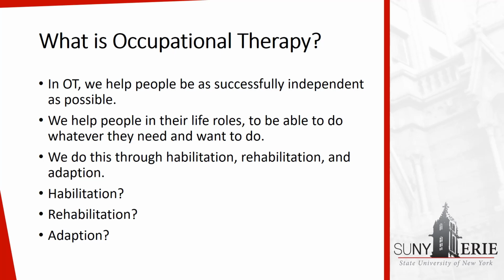In occupational therapy, we help people be as successfully independent as possible. We help people in their life roles to be able to do whatever they need and want to do. We do this through habilitation, rehabilitation, and adaptation. By habilitation, I mean if someone does not have successful independence or a skill set from the beginning, we can help that individual grow with both their skills and their independent performance.